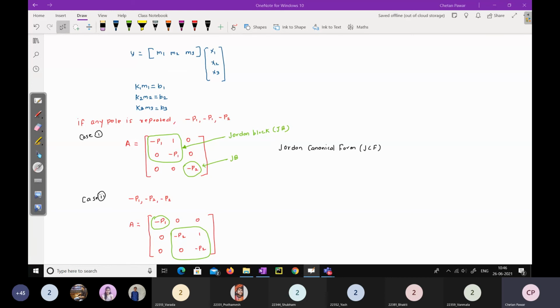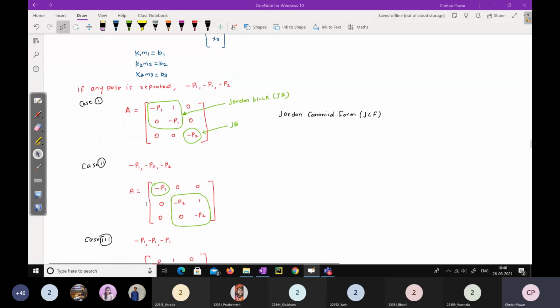Now, let us see case 2. If P2 is repeated, okay. So if you see here, for P2, I have created the same Jordan block like this: minus P2, 1, 0, minus P2. All the other elements are 0. And the first element is minus P1, in the first position. All the other elements are 0. Okay, like this is the second case.